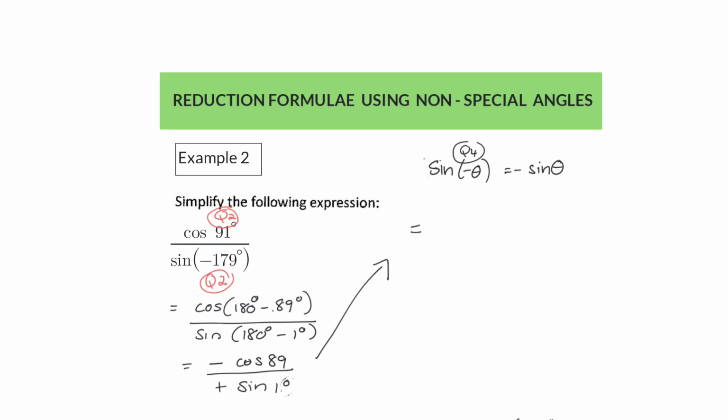So I can change the cos 89 to cos of 90 minus 1, over sine 1. So what do you know about cos 90 minus 1? Well, it's sin 1, so negative sin 1 over sin 1 gives me negative 1. Okay, wasn't that nice?